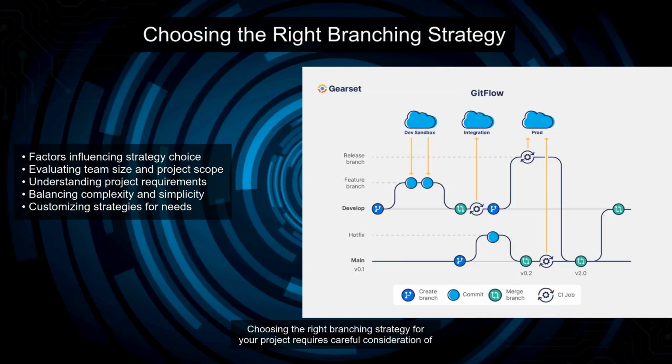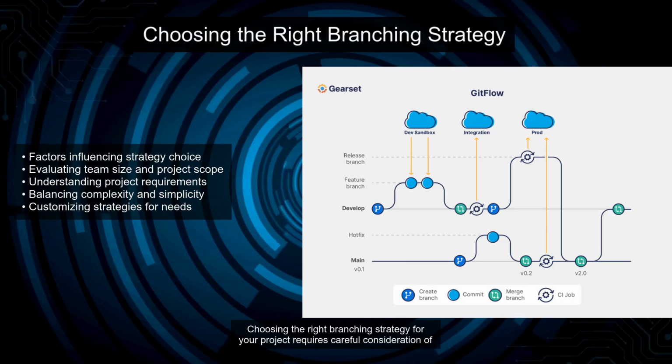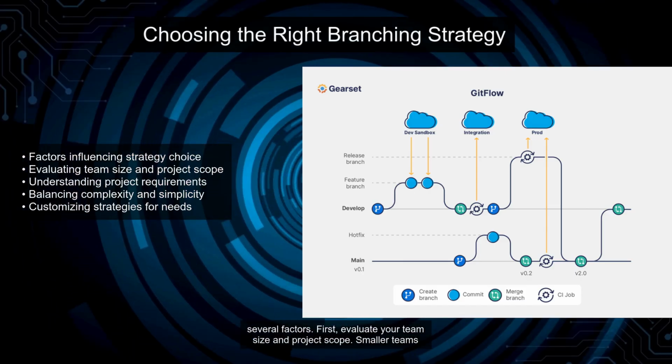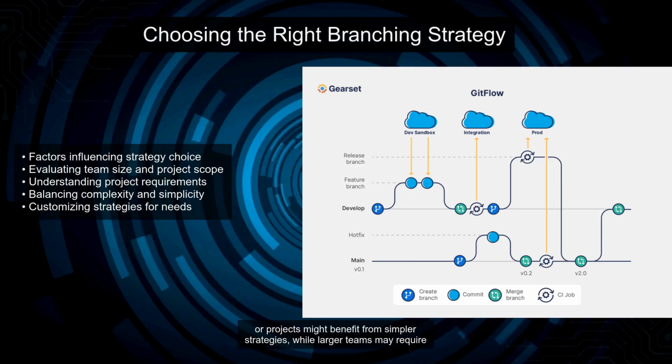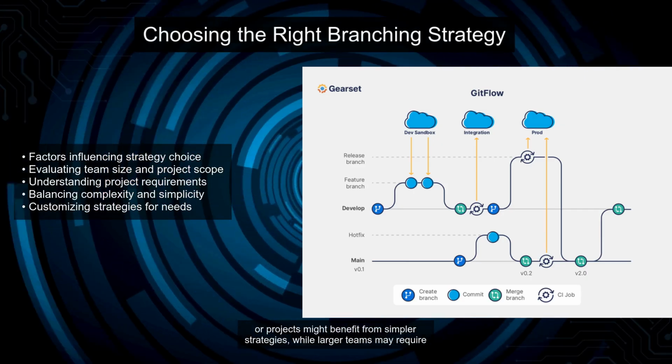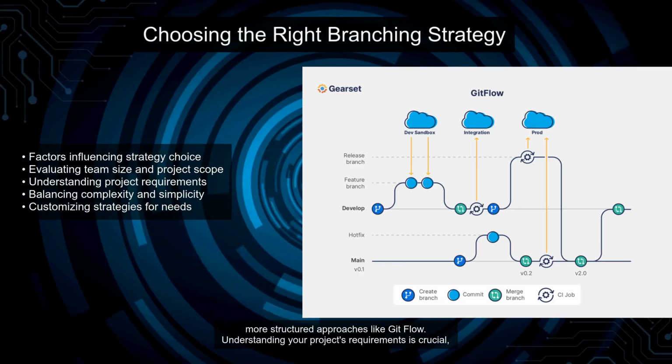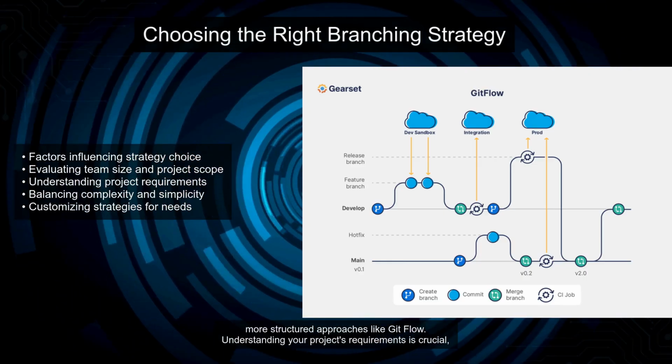Choosing the right branching strategy for your project requires careful consideration of several factors. First, evaluate your team size and project scope. Smaller teams or projects might benefit from simpler strategies, while larger teams may require more structured approaches like Git Flow.